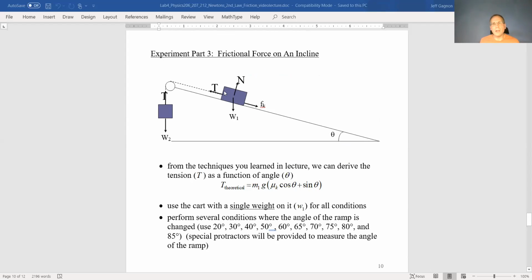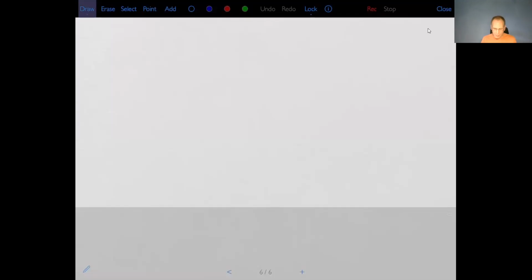In theory, we should be able to calculate what this tension is pulling on the cart based on the information that we have from the cart. Actually, let me do that right now. I'll try to derive this formula on the iPad. So here's the situation. I have the ramp at some angle. Remember, we're going to vary that angle theta. You should really watch the video to see how I collected this data.